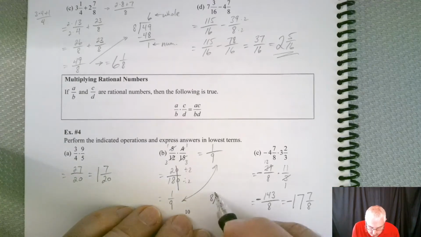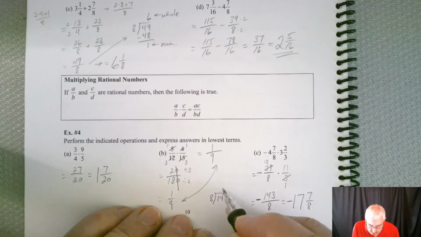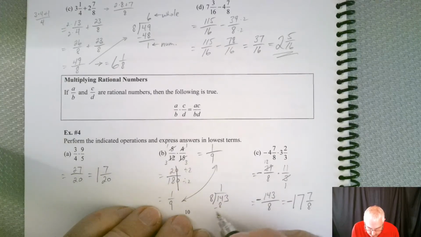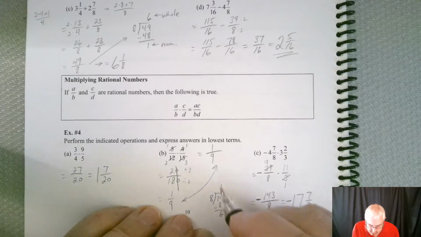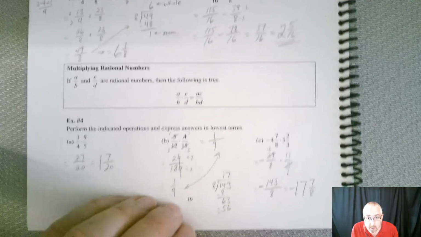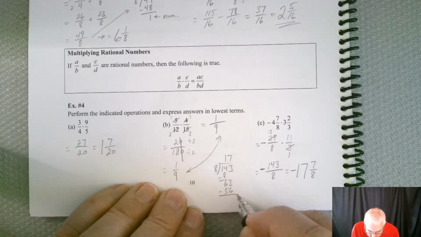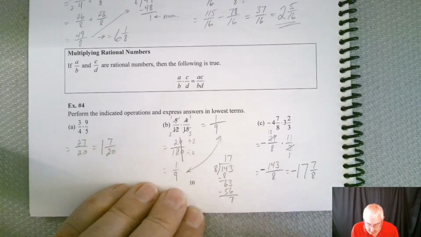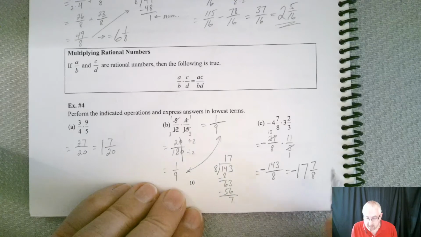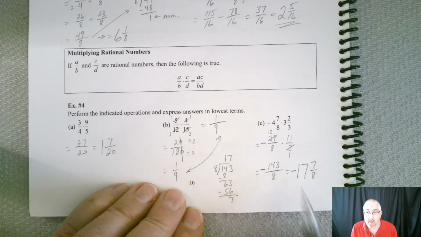So you got 8 goes into 143. Let's double check. It goes in once, and so 8, if we subtract, we get a 6. 8 goes into 63 7 times, 56, running out of room. Subtract that and we get 7. So there's that 7 for the 7/8. So 17 and 7/8, and don't forget the negative. All right.